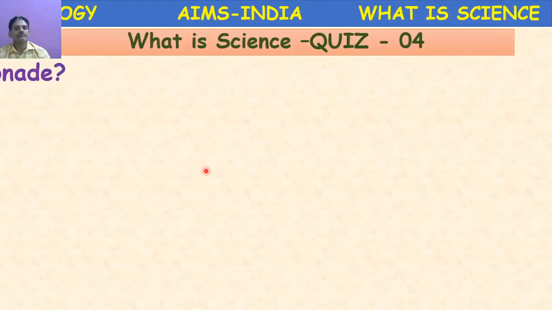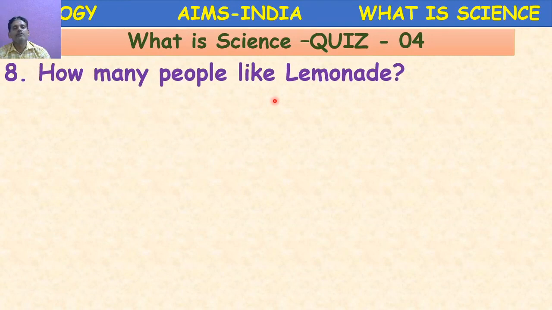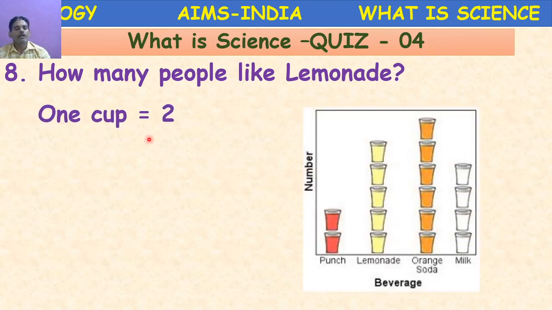Next, how many people like lemonade? Here some cups are given. 1 cup is equal to 2. So here punch, lemonade, orange soda, milk. There are 4 different items, beverages, cool drinks, given here. It is also one type of representing a graph, one type of tabular representation.